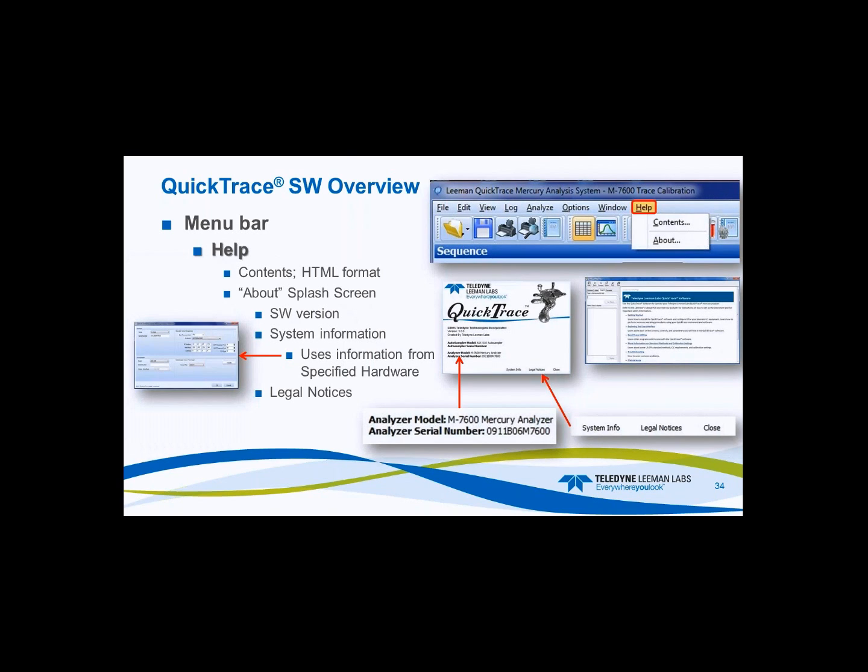On the help, that's typical HTML format, and the splash screen will show the software version, and it also displays information on the system. So during setup, you can type the serial number into the specify installed hardware, and that will show up here on the splash screen. So if you want to call technical support or application support for a question, typically we will ask what system you have, the serial number, and the version of software. That's all displayed right here. And it also has some legal notices. So it's a quick place to get the information to relay to the technical support people.